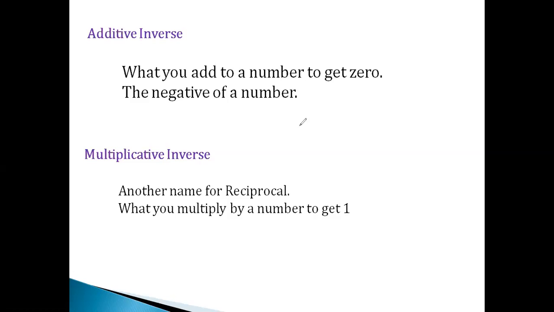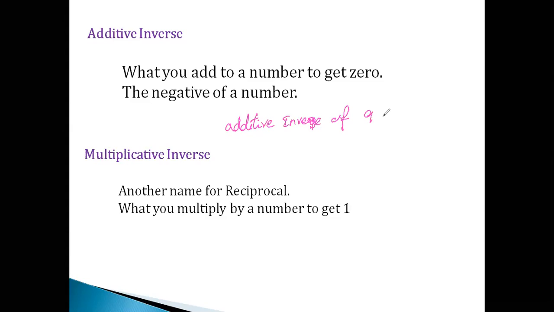So additive inverse. For example, what is the additive inverse of 9? Which is minus 9. It's just the opposite sign of the number. And also, if we add these two numbers together, 9 plus minus 9 becomes 0. That has to be 0. Hope you understand. So let's try one more example.